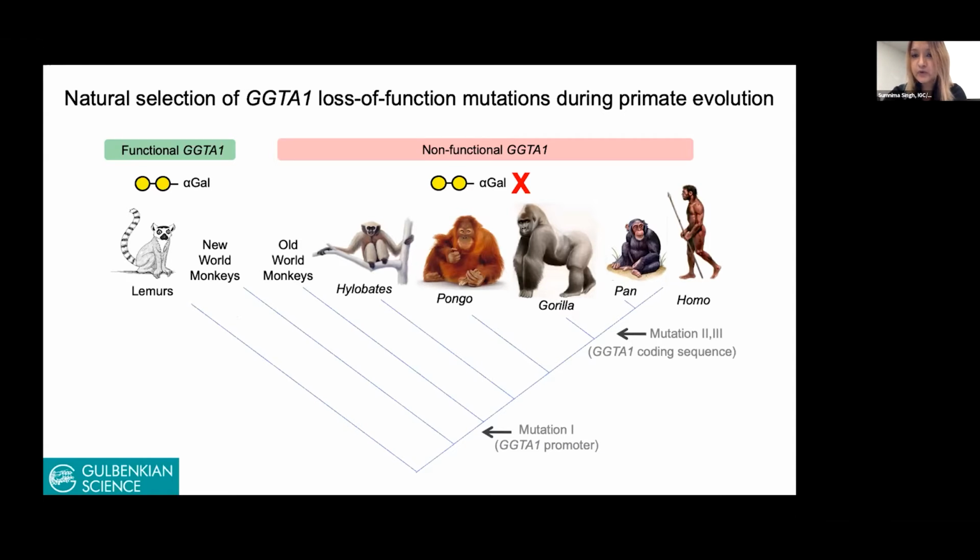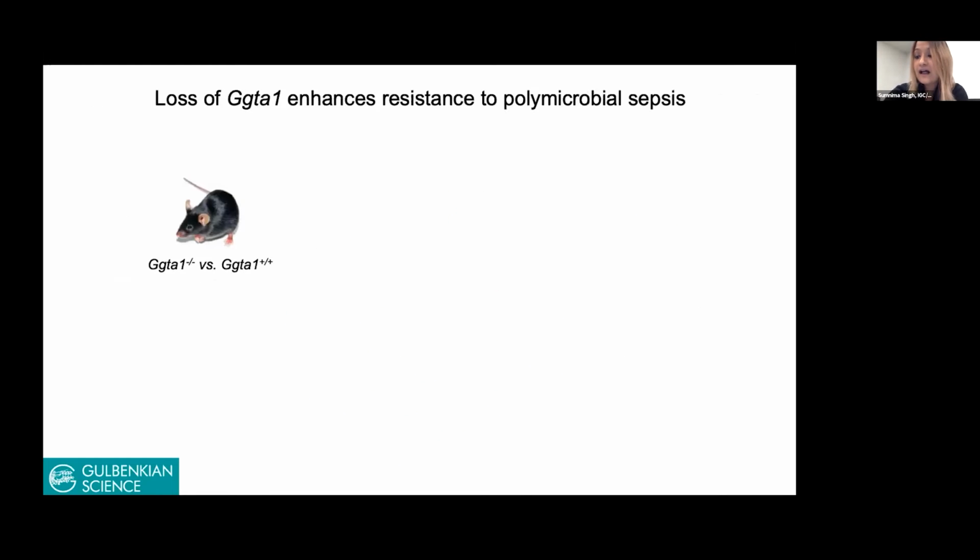Now here we ask two questions. First, what was the advantage of loss of alpha-gal expression? And second, why was it unique to primate evolution? We hypothesize that loss of alpha-gal alters host-microbe interactions.